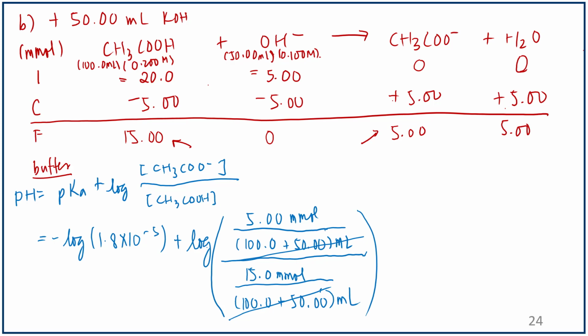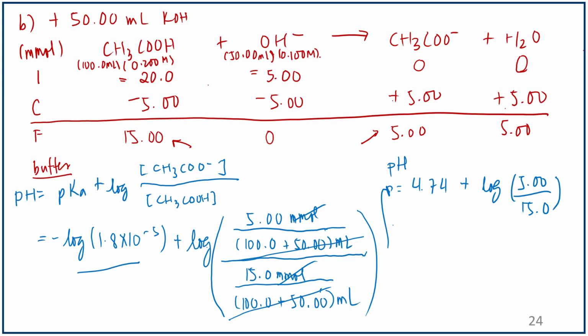But anyway, this one becomes the negative log of 1.8 times 10 to the negative 5, which is 4.74. Let's remember that number as well. Okay, and we will end up with log of 5.00 divided by 15.0. Note that millimole cancels out as well, but not the numbers. Then we will end up with 4.74 plus negative 0.48, and this will give you 4.26.